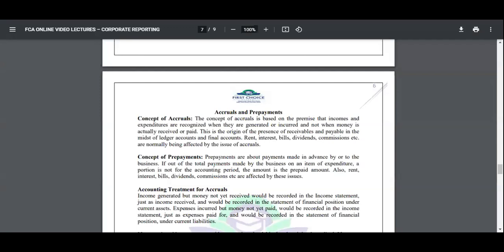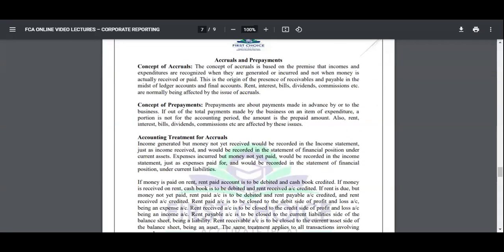Rent, interest, bills, dividend, etc. are normally affected by the issues of accruals. Okay, now let's go. The concept of prepayment here is that prepayments are payments that we made in advance, just like the rent I said, to the business.